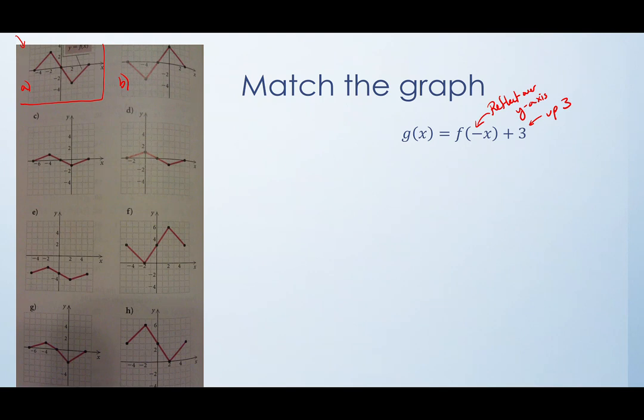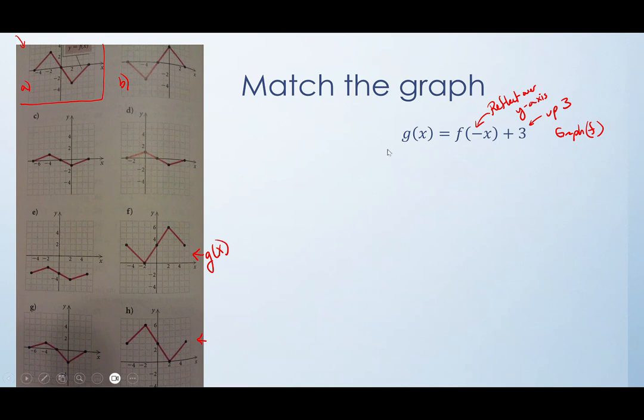Let's see, we've got 2 that have obviously been shifted up 3, F and H, but the only one that's been also reflected over the y-axis is F. So this has got to be graph F. So we're going to say this one is g of x, and I'll write it over here as graph F.